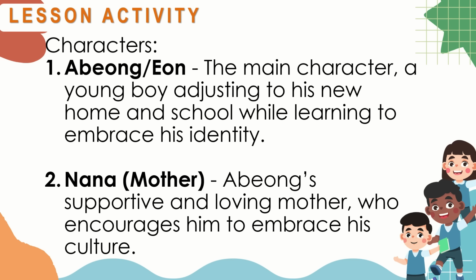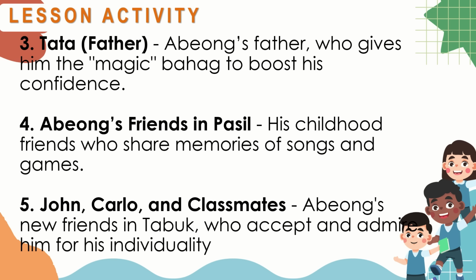Next is Nana, the mother, Abyong's supportive and loving mother who encourages him to embrace his culture. The third one is Tata, the father, Abyong's father who gives him the magic bahag to boost his confidence. Number 4, Abyong's friends in Pasil, his childhood friends who share memories of songs and games. Next is John, Carlo, and classmates, Abyong's new friends in Tabuk who accept and admire him for his individuality.